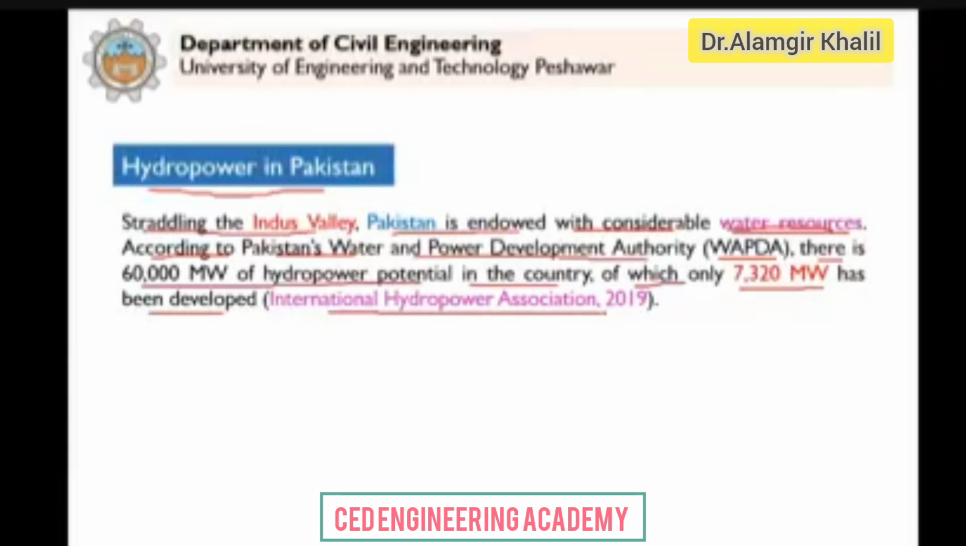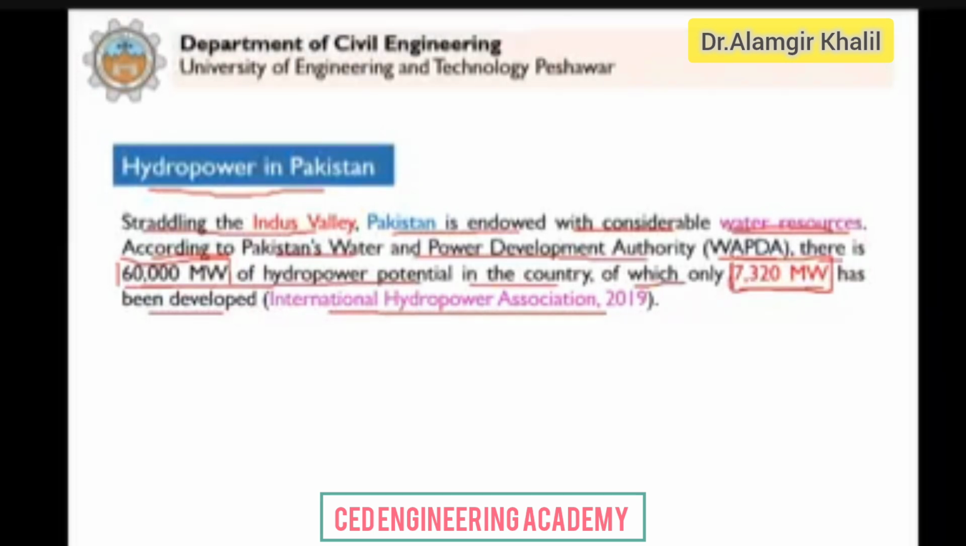This is from last year's report, the International Hydropower Association 2019 report, if you see. So it means that in Pakistan, there is a potential of 60,000 megawatt of electricity. But unfortunately, how much are we generating? Only 7,000.